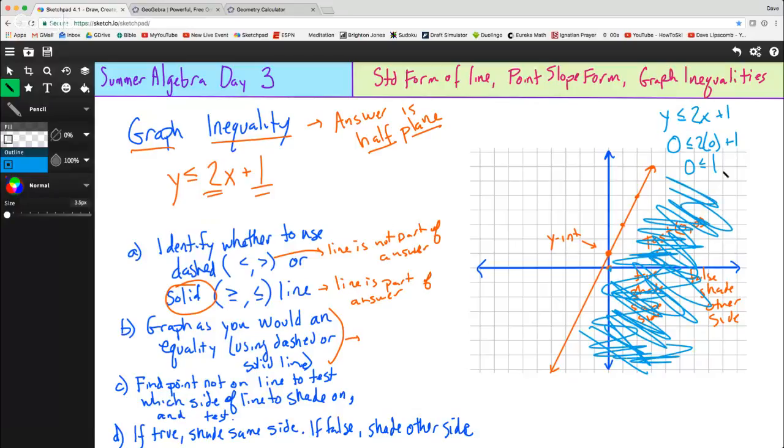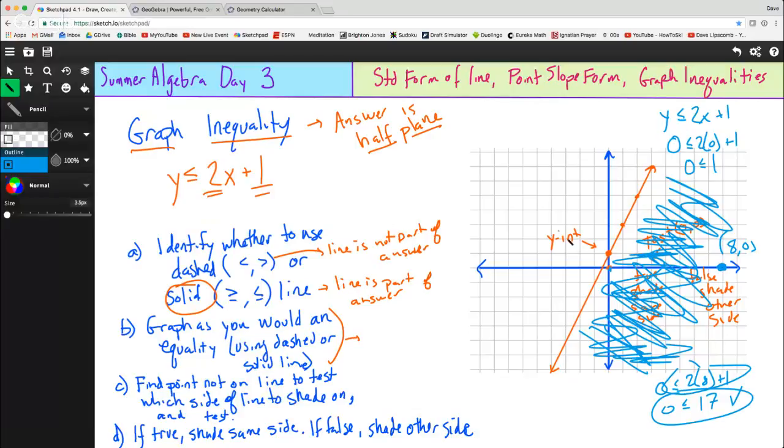And just to verify that that's true, let's try this point over here. 1, 2, 3, 4, 5, 6, 7. Let's try this point over here, 8, 0. It should work, but let's make sure it works. So does 8, 0 work? Well, is 0 less than or equal to 2 times 8 plus 1? Is 0 less than or equal to 17? And the answer is yes.